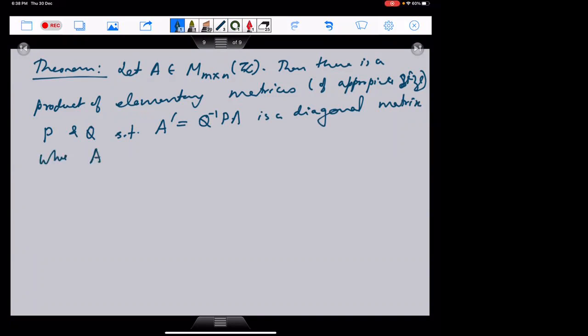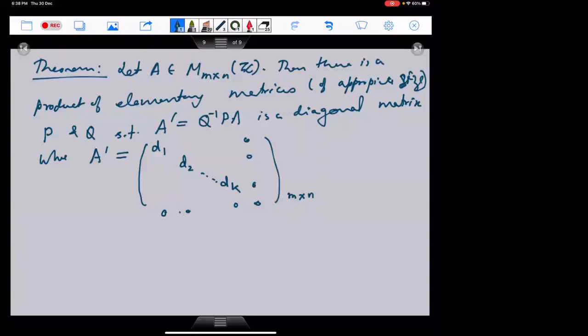where A prime looks like this. Diagonal means diagonally I am coming like here up to say Dk. After that, I may have certain zero rows and zero columns. And this is again M by N. The size of the matrix is not changed. We don't mean that if I go further diagonally, I'm going to hit the corner zero. That may not be true. But the interesting thing here is that D1 divides D2, and D2 divides D3, like this, up to Dk. This is not just diagonal, and we can make sure of this property.